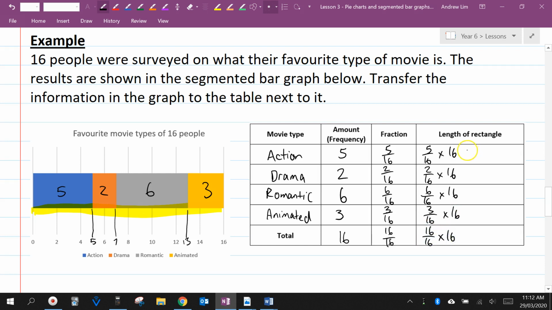That makes it nice and easy, because when I transfer this denominator 16 across, 16 divided by 16 is 1, and 5 times 1 is 5. That's nice and easy. That means this will be 2 centimeters. This will be 6 centimeters. And this one will be 3 centimeters. And therefore the total length will be 16 centimeters. So when we add all of these up together, we get 16.